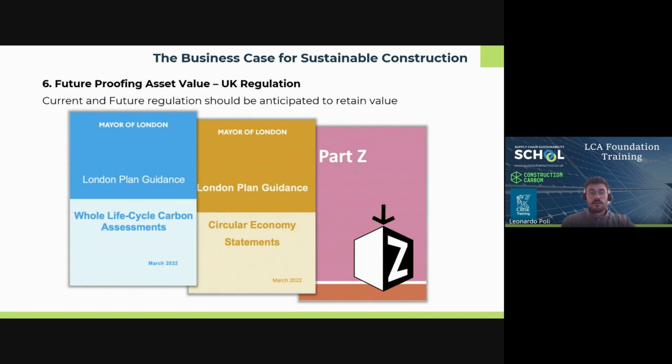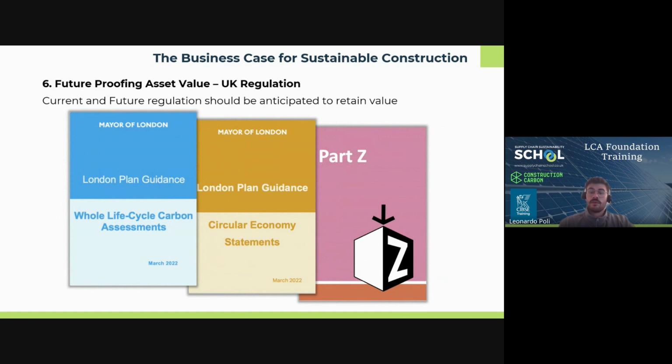In the context of UK regulations for future-proofing asset values, preempting expected changes in regulations, there is also UK evolving regulation to consider. Starting with Part Z, the UK construction industry proposed the Part Z amendment to building regulations, which would complement Part L. If introduced, the amendment would require whole life carbon assessment and compliance with embodied carbon limits for all projects greater than 1,000 square meters or 10 dwellings.